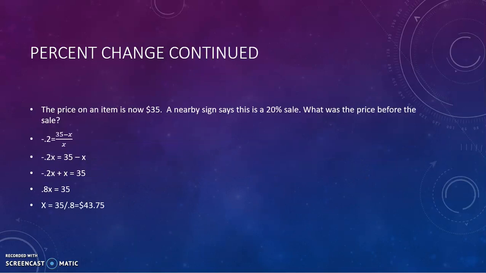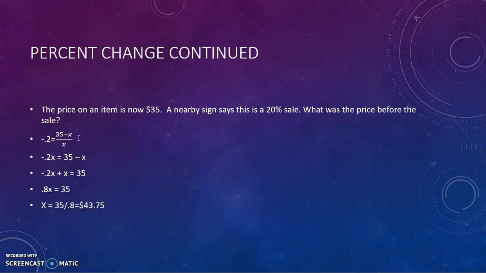Okay, last example with percentage change. The price on an item is now $35, and you see that that's a 20% decrease. So it used to be something, it got decreased by 20%, it's now 35. This is the most difficult algebraically to solve, but I'll take you through this step by step. So it's a decrease of 20%, so I move my decimal 2 places, boom, boom, to there, and it's a negative 0.2. So there's my percent decrease equals the new price of $35 minus an unknown old price over an old price.